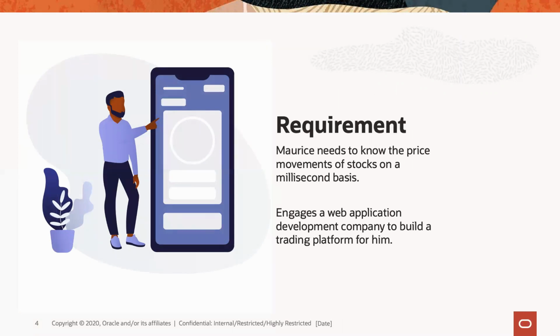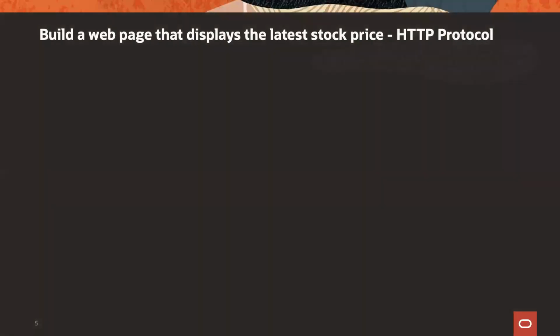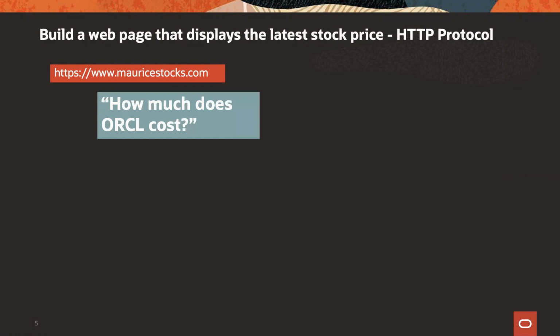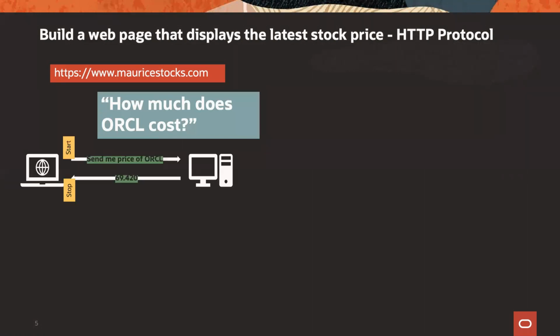Let's say you've gone ahead and built a web application for Maurice. It would essentially be a page that displays the latest price of a share that Maurice is interested in. So, how would this work? Maurice opens the browser, enters the web address, and hits go. This opens up your web page. Then he tells the web page that he needs the latest price of Oracle. At this point, his browser sends a request to your server to get him the latest price of Oracle. Your server promptly responds with the price.